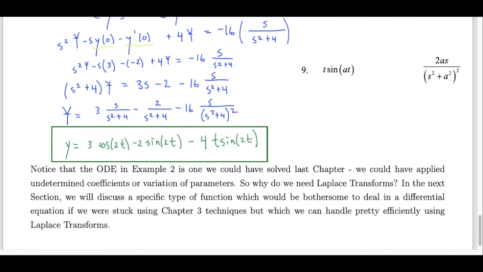And as I note at the bottom of the page, there are actually some functions that we'll encounter in the next section which are pretty difficult to incorporate into an initial condition context. Specifically, there are discontinuous functions that we will want to use as our g of t. Using chapter 3 techniques can be kind of tedious and pretty difficult. And as we'll see, dealing with those types of functions while using Laplace transforms will be pretty efficient. So that's what we'll take a look at in the next section.